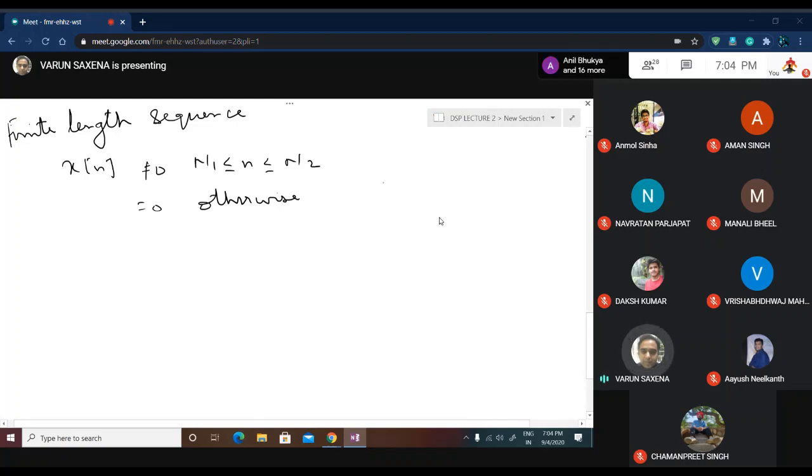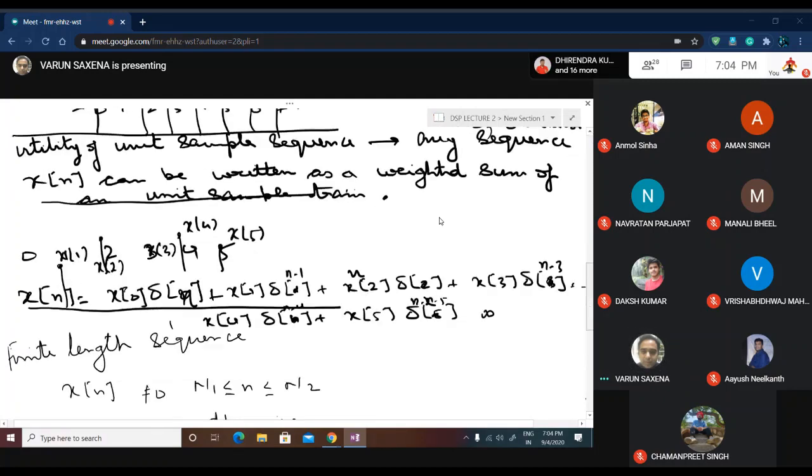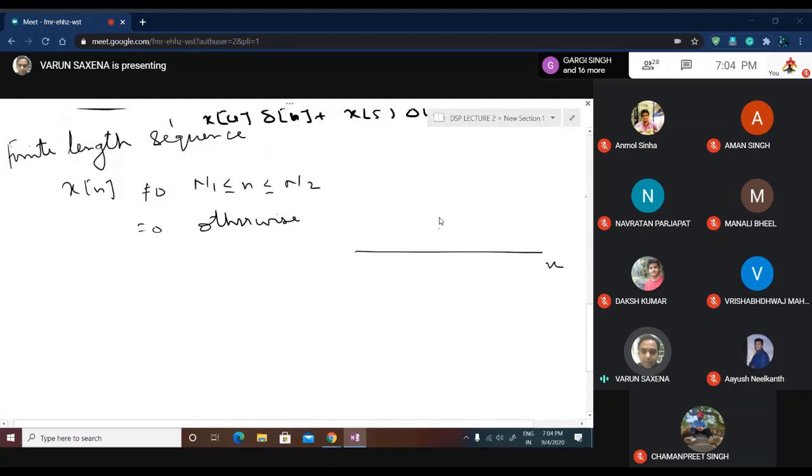So basically something like this. Suppose I say this is n and I have some samples here. This is 0, this is minus 2, this is minus 1, this is 1, 2, this is 3. So you can see that xn is not equal to 0 starting from n equal to minus 2 to 2, and it is 0 otherwise. So this is a finite sequence.